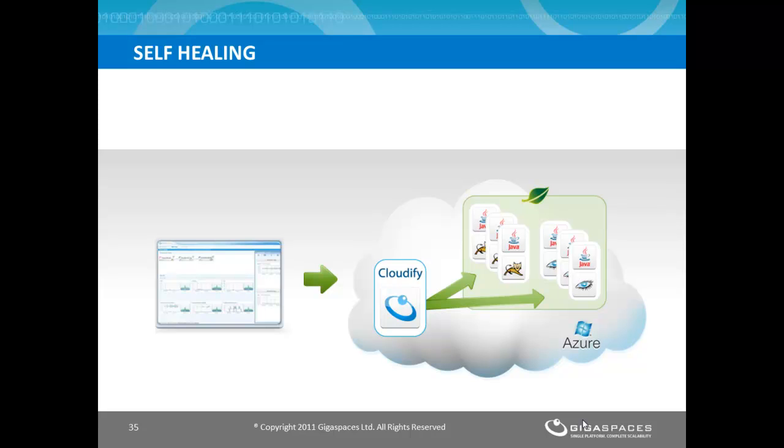Usually when something breaks, the system itself within Cloudify has an agent in each node, so it can detect when the failure happens. In that case, it will report that failure to the management console, but also automatically provision a new instance to take over that failed instance. In that case, the system will continue to work as if nothing happened.